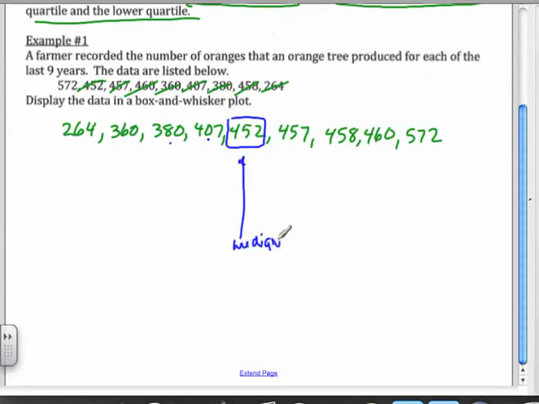All right? And guys, we'll have to do 2 videos at least. But now I need to take the numbers in the lower half, and I need to find the median of that. Is there a middle number, Spencer? No, there's not. So I need to average 360 and 380, and what is it? 370. All right? 370 is called the lower quartile.